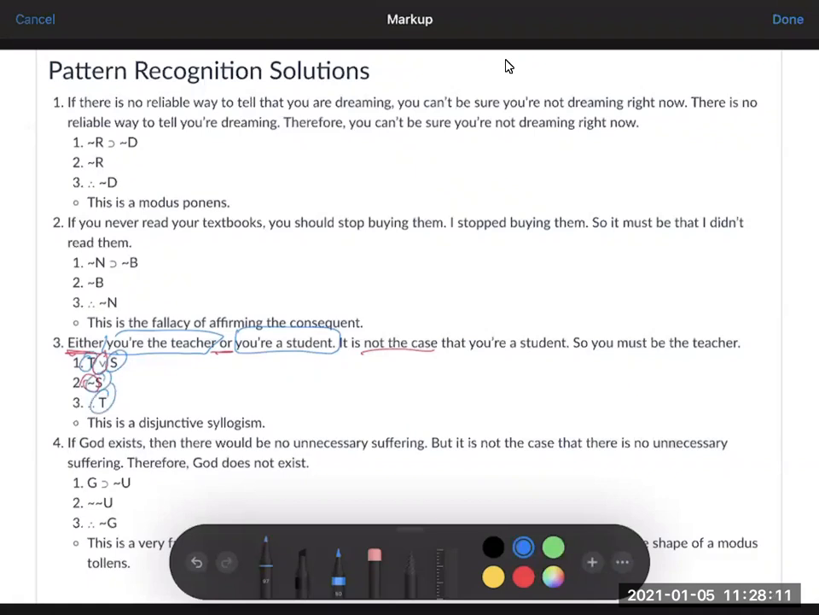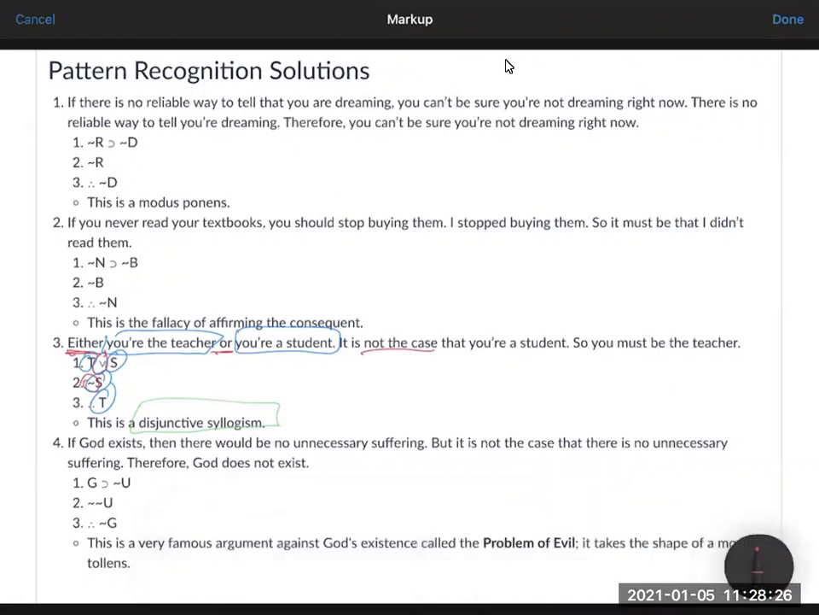And yes, it is a disjunctive syllogism. Either this or this, not this, therefore the first thing, right? So either this or that, not that, therefore this. Okay, and let's do the last one here. Why not? Ooh, this is the problem of evil. It's a very famous argument.